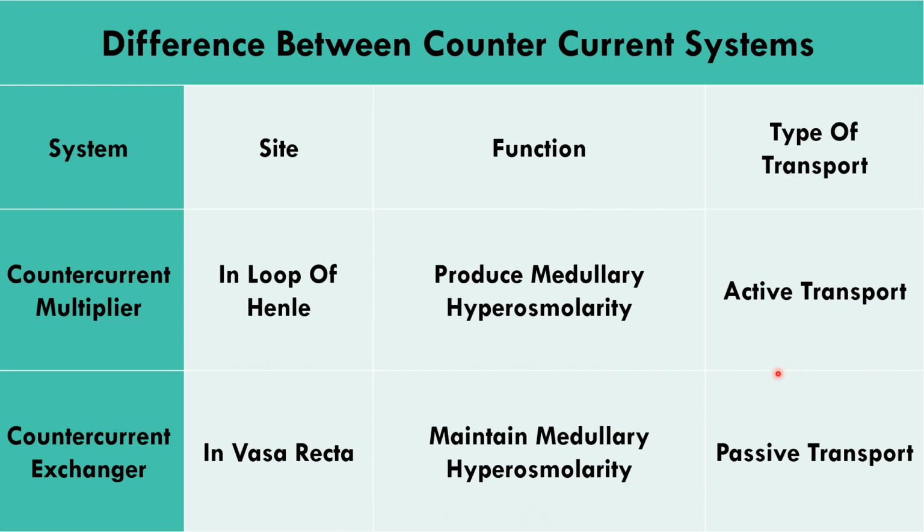This is the difference between the two countercurrent mechanisms. Countercurrent multiplier happens in the loop of Henle, and the countercurrent exchanger happens in the vasa recta. Countercurrent multiplier produces the medullary hyperosmolarity, and it is by active transport. Countercurrent exchanger maintains the medullary hyperosmolarity by passive transport.